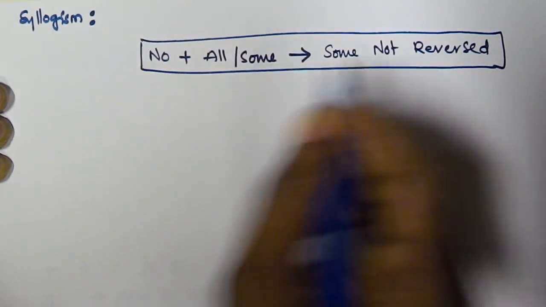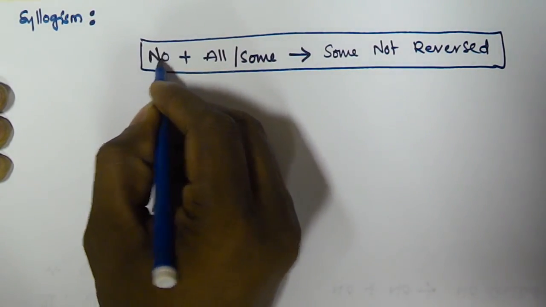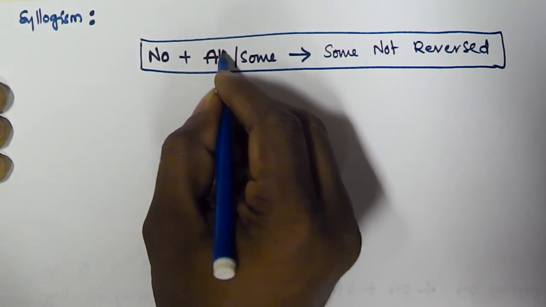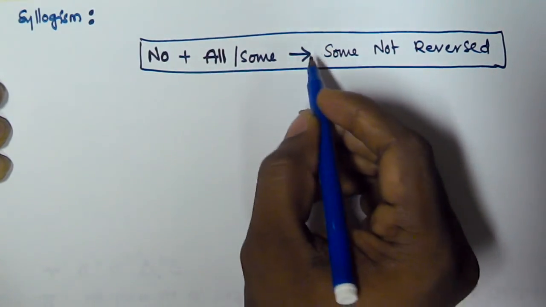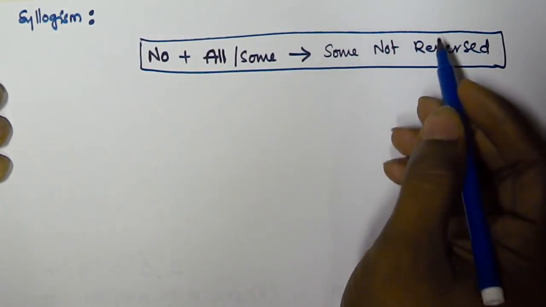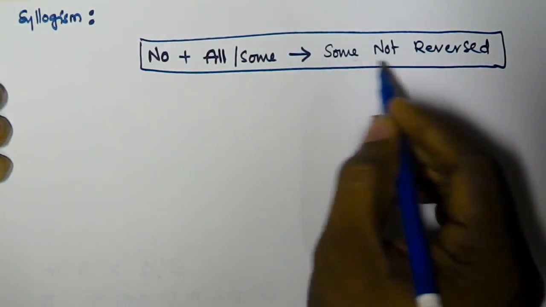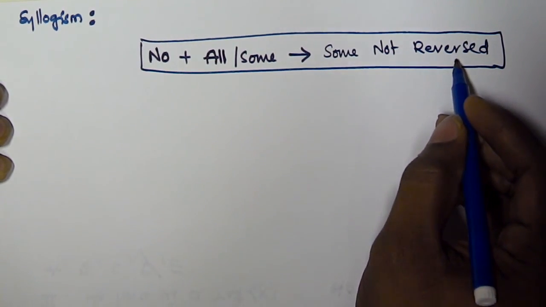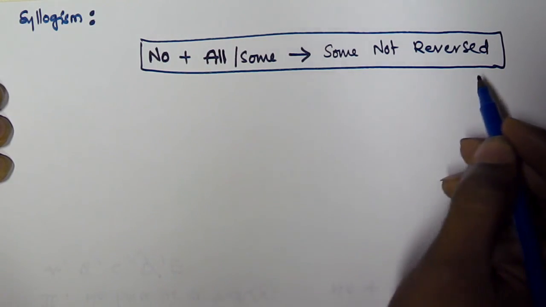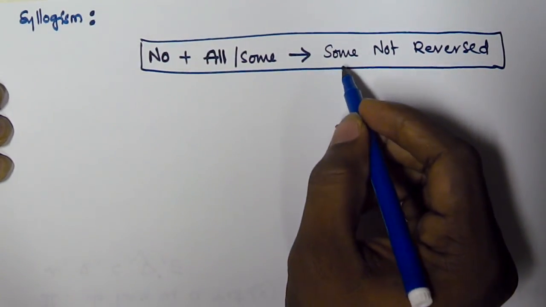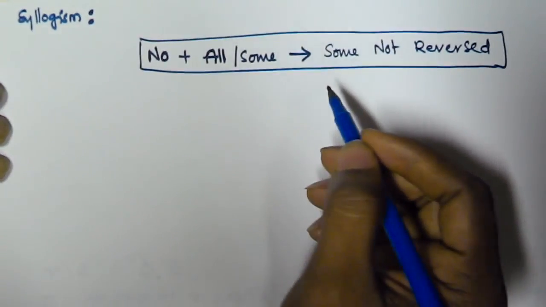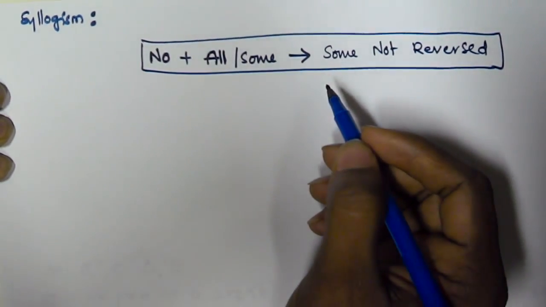That means the first given syllogism will start with no, and the second syllogism will start with all or some. Then the derived conclusion is going to contain some not and the reversed. Reversed we do not use as it is, but actually it gives some meaning to the rule. I will show you one example of how to use this rule.